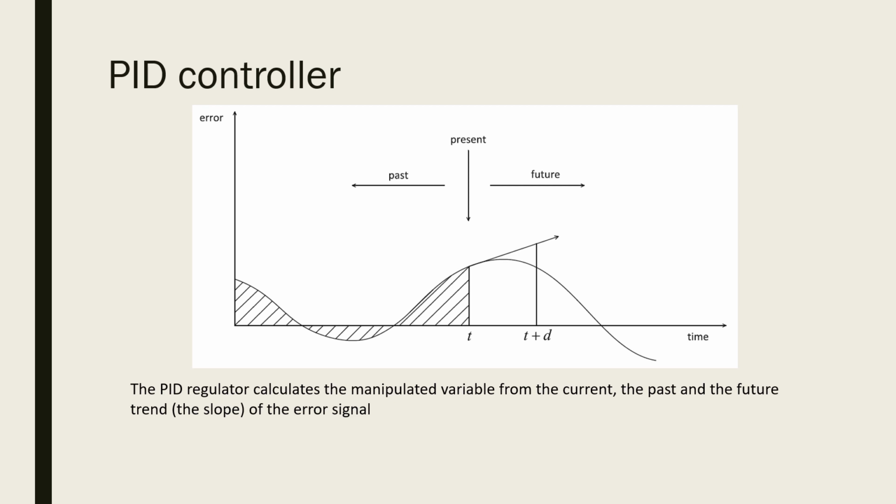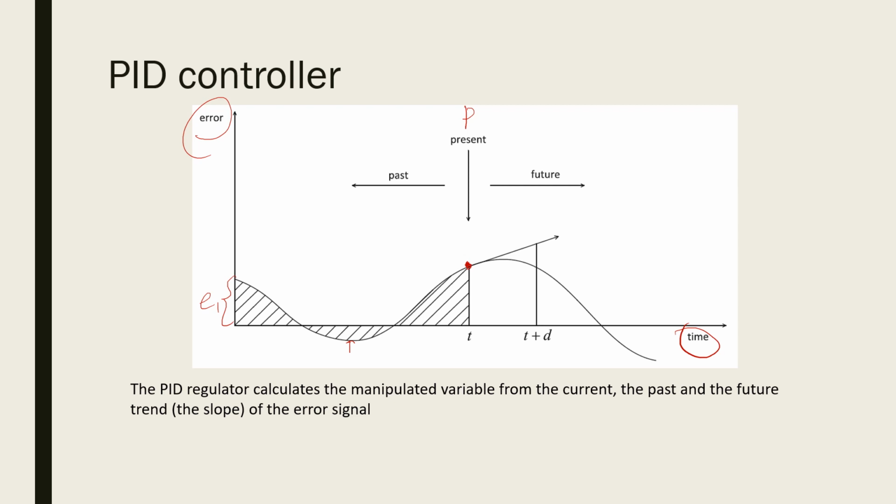Right. So if you have an error plot, this is your error on the y-axis and time on the x-axis. This is when your error is big, and then this error gets lower and negative. This one is when the value is bigger than the desired value. This one is when the value is lower than the desired value. So the P part of the controller will focus on the present value of the error, which is here.